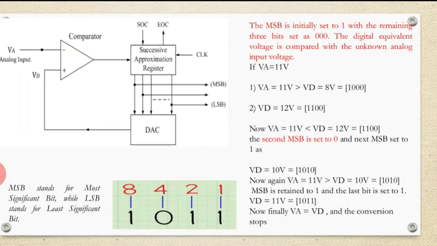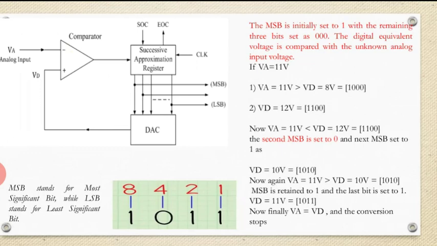So now the value becomes 1100. 1100 is nothing but 12 volt. Now it will be compared again with 11 volt, and VD becomes 12 volt. So VD is greater than the input analog voltage 11 volt. So the second MSB is set to 0, because VD is greater than the analog voltage 11 volt, and the next bit is set to 1. So VD is now 1010.